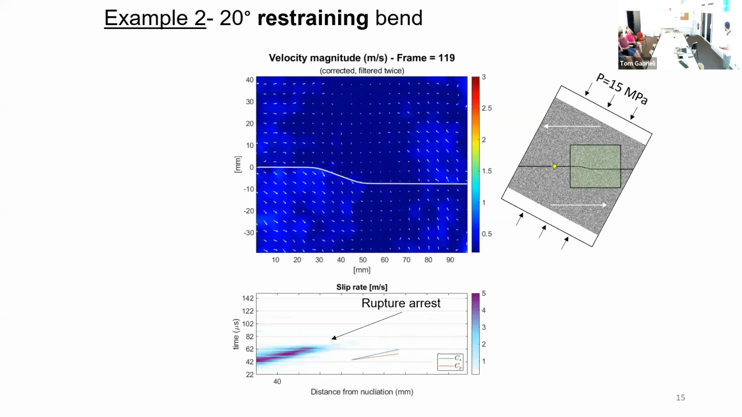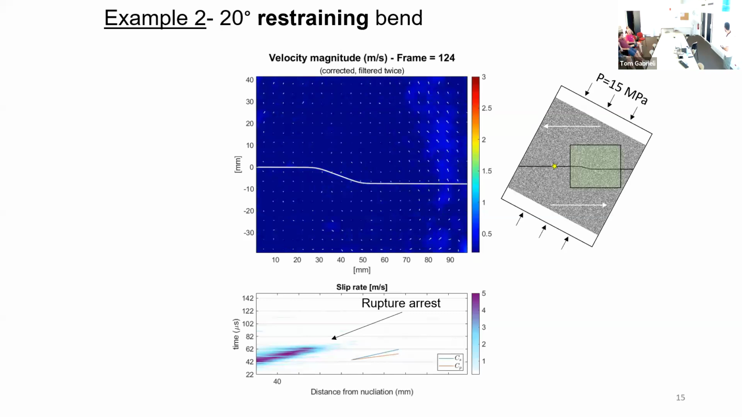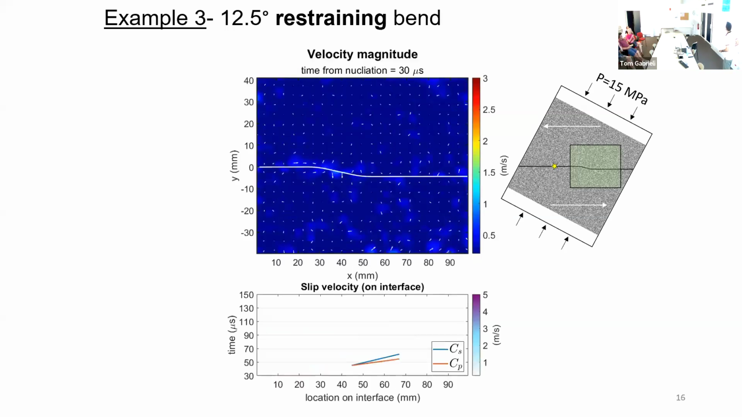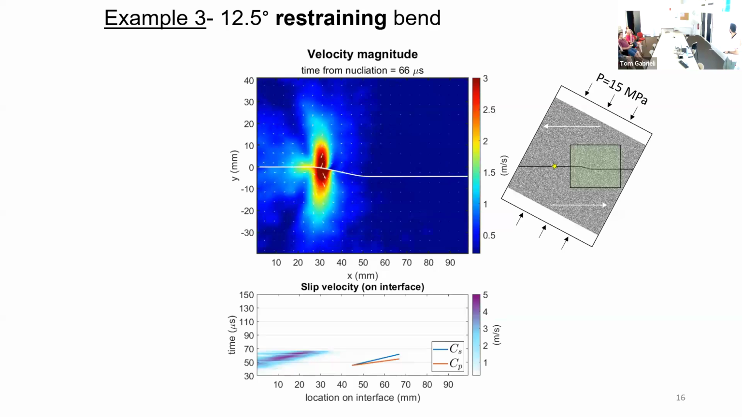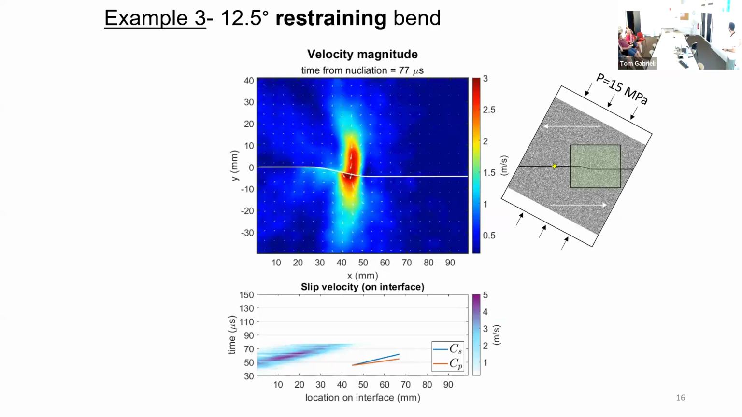So again, the fault parallel component stopped, but the fault normal component passed the band. So it's not simply that the rupture arrested, but some component of the rupture did pass the band. Now we see a lower angle restraining band, so a lower deviation angle from the strike. The rupture arrives like before as a sub-Rayleigh pulse. Now it interacts with the band.